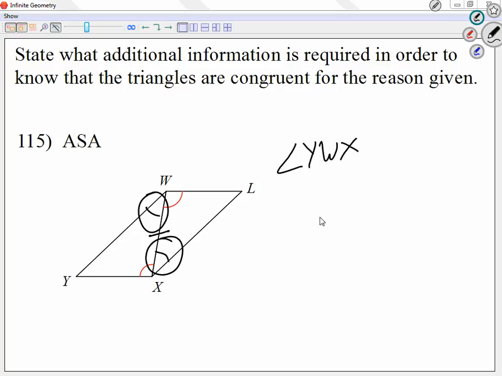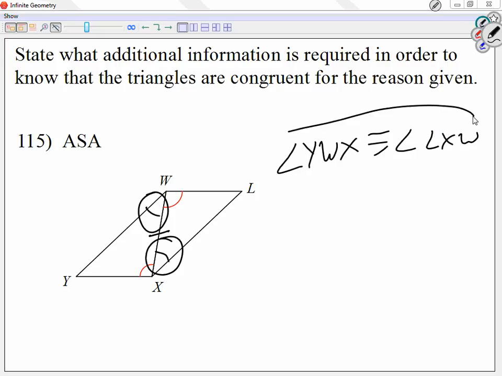YWX. Right? I didn't just call it W because you don't know which corner I mean. If I just say W, I don't specify which corner. So that's why I call it angle YWX is congruent to angle LXW. And I'm using 3 letters, so I'm specifying which corner I mean. Right? Just angle X is not that specific. Any questions up into 116?